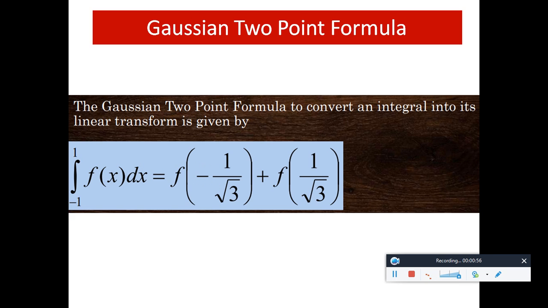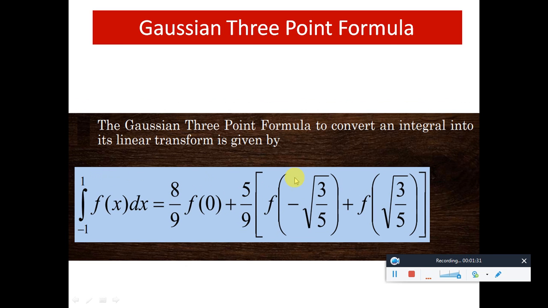And this is regarding the 2-point Gaussian formula, where the integral of f of x dx is equal to c1 into f of x1 plus c2 into f of x2. Here x1 and x2 take the values minus 1 by root 3 and plus 1 by root 3, where c1 and c2 take the value 1. That is, the weights of the 2-point Gaussian quadrature are 1. So simply we write f of x1 plus f of x2.